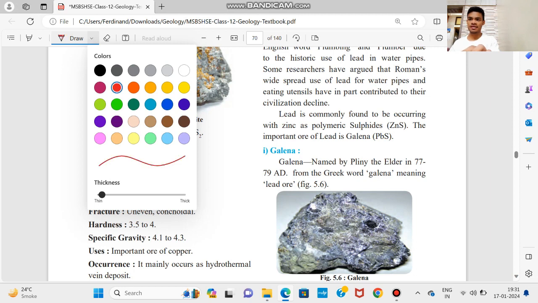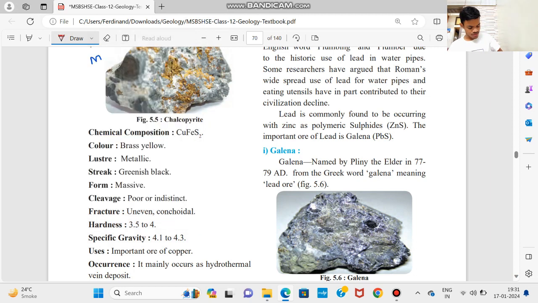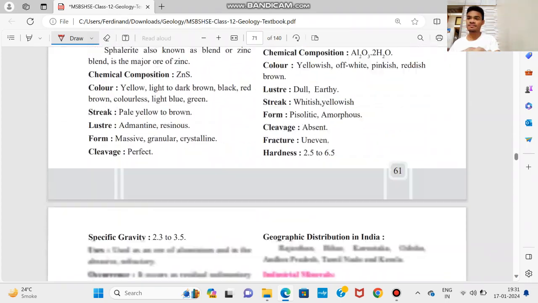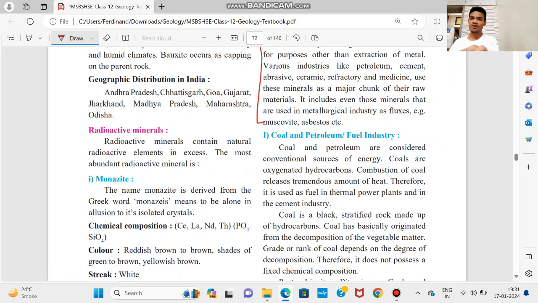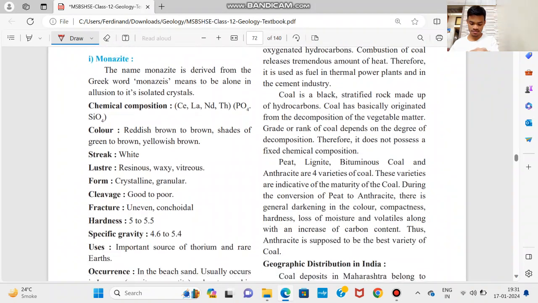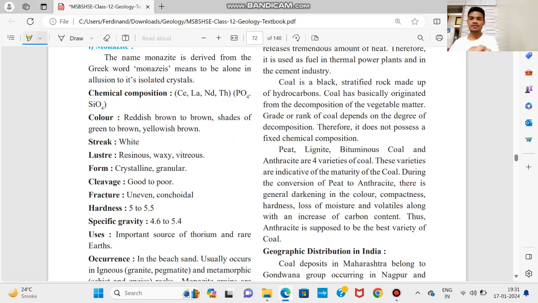Okay, the next which had come in 2022 was industrial minerals. In fact, this part had come for 3 marks in 2022's paper, this entire paragraph. Write a short note on industrial minerals for 3 marks. Then, as I've told you, I'll give you some important markings as I've given previously.